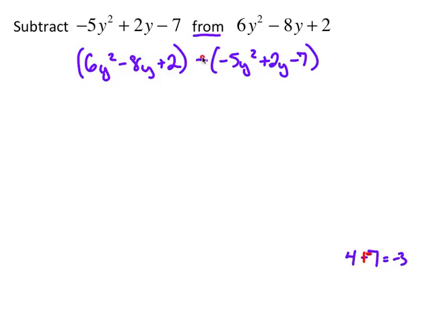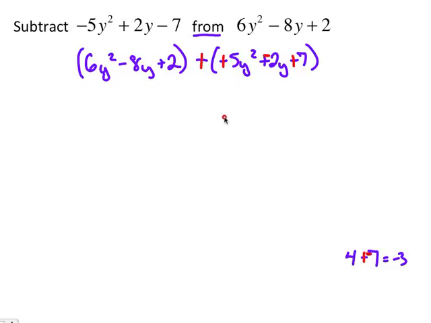We'll change the subtraction to addition like we did before. And then we're going to change the sign on every term. So this will become a positive 5y squared. This becomes a negative 2y. And this becomes a positive 7. So it's the opposite of every term of the polynomial after that subtraction sign.